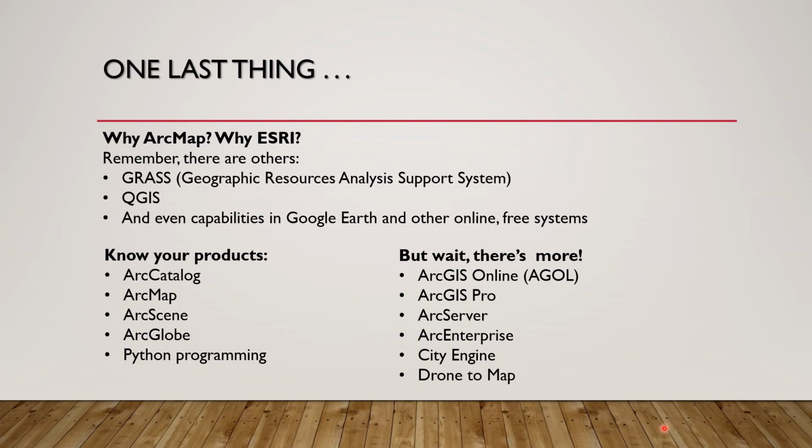So let's see, one last thing. I mentioned that we use Esri, and I did say that there are others. There's one called GRASS, QGIS, and even within Google Earth there are a lot of analytical capabilities, which is to say that there are other options out there for conducting geospatial analysis. But we use Esri because, again, they're the gold standard, and they have really great access for students and for educational institutions. And there are a lot of products within the Esri family that can be used depending on what you want to do and achieve.